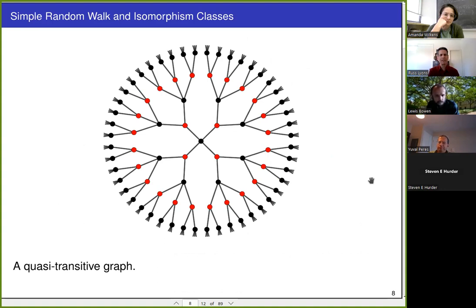All right, here's a more difficult example. This is also quasi-transitive, meaning there are two types of vertices, black and red in this case. And again, it's this infinite tree. Black vertices have degree 4, red vertices have degree 3. But this is not so adapted to trying to take a big piece and ask how many are red and how many are black, and take a limit. But I claim there's still a good way to make sense of the proportion of vertices that are red compared to the proportion that are black. How would we figure that out?